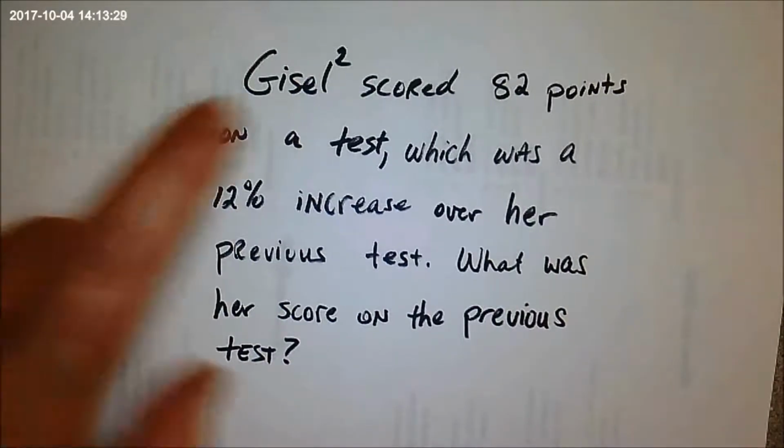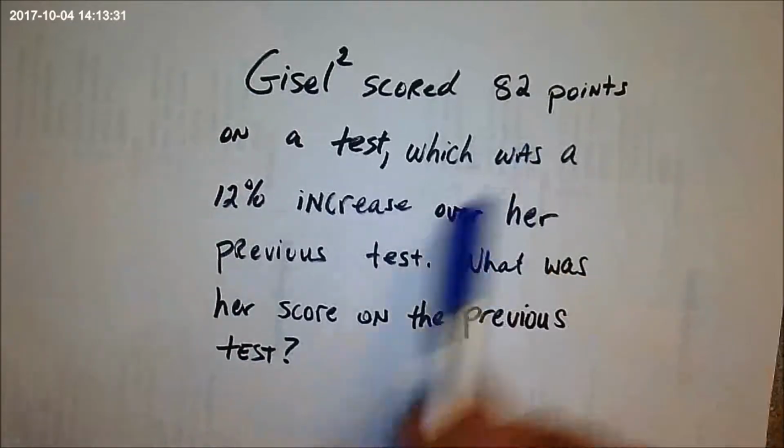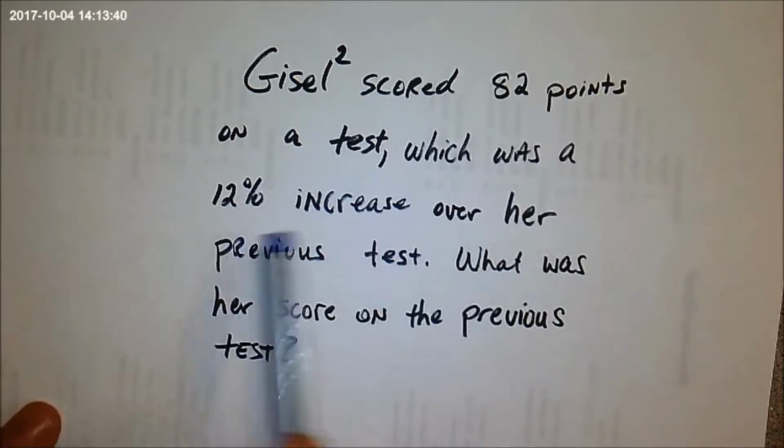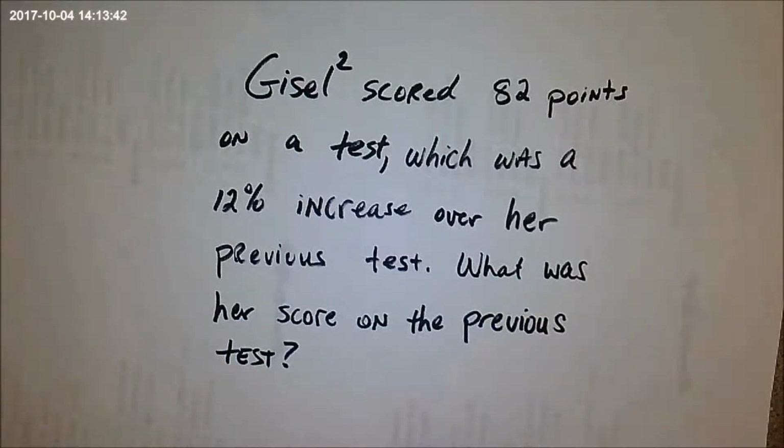Okay, so Giselle scored 82 points on a test. Not percent, right? Yeah, not percent. 82 points on a test, and that was a 12% increase over her previous test. What was her score on the previous test? That's the question, right? So Mario, here's the thing.